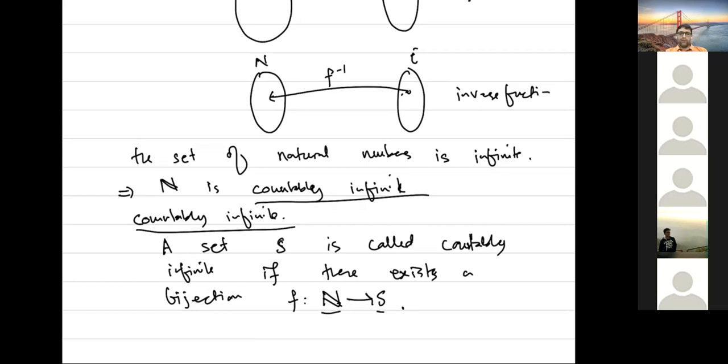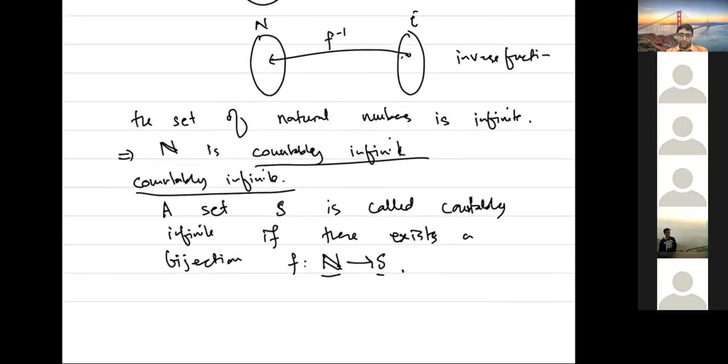Every such set which has the same number of elements as the natural numbers is called countably infinite. The set of even numbers is countably infinite, the set of odd numbers is countably infinite. The set of natural numbers itself is countably infinite because there's a bijection from itself to itself, and so on. So we know that this set is countably infinite.